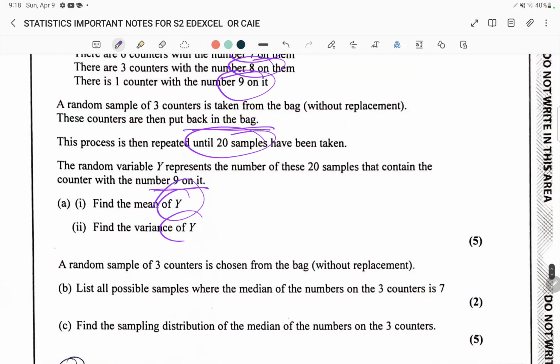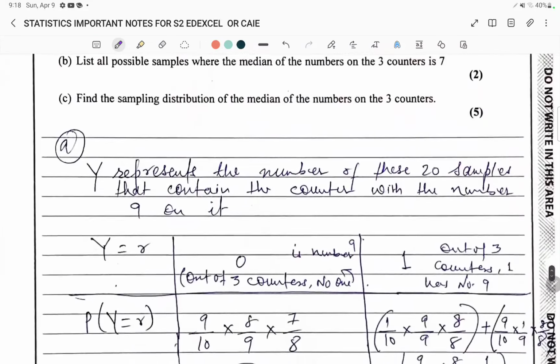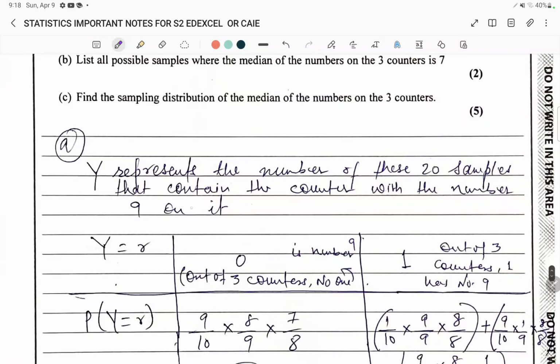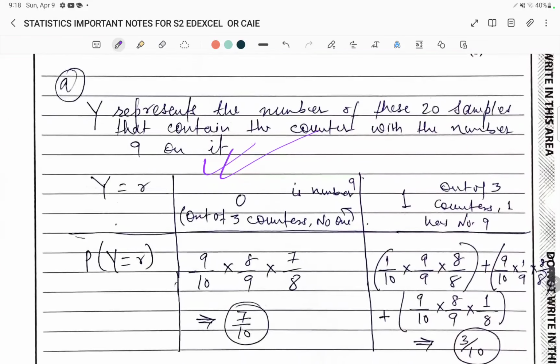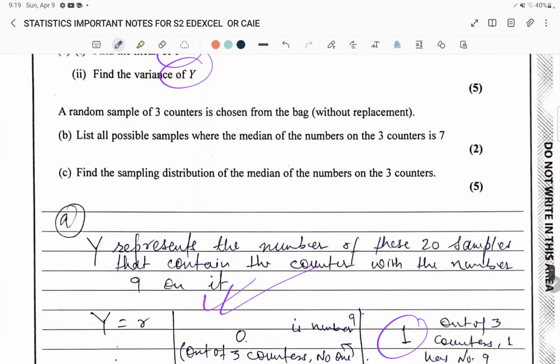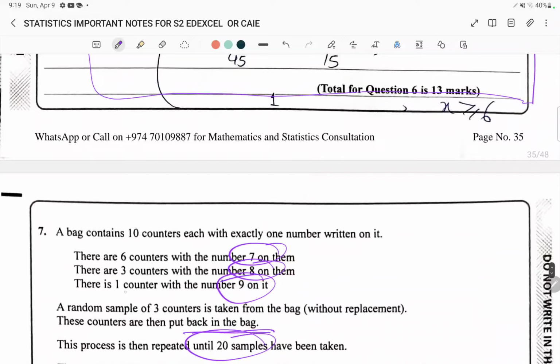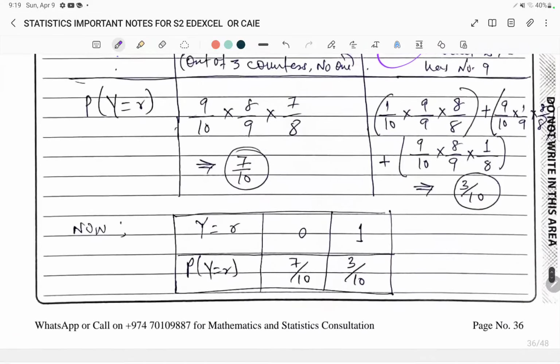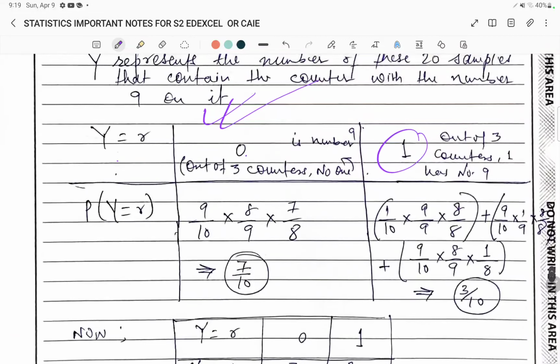Find the mean of y, find the variance of y. So y represents the number of these 20 samples that contain the counter with the number 9 on it. So y is equal to r, and r will be 0: out of 3 counters, no one is number 9. 1 means r is equal to 1: out of 3 counters, 1 has number 9. Because 9 is having only 1 number, that's why either 0 counter or 1 counter. So 0 counter means there is no 9.